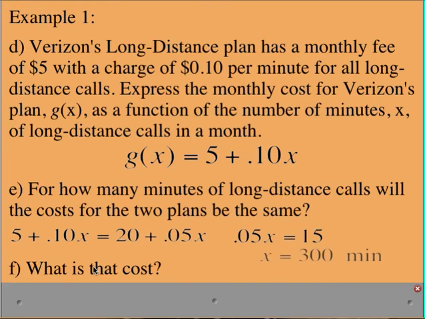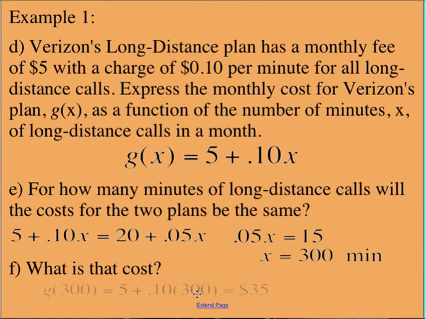And then the last question says, what is the cost? Now since this is when each plan is equal to one another, we can plug the 300 either into the g function or into the f, and you should get the same value. So I just plugged it into g and I got $35.